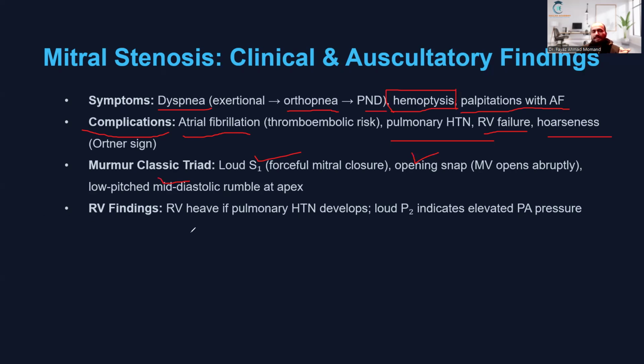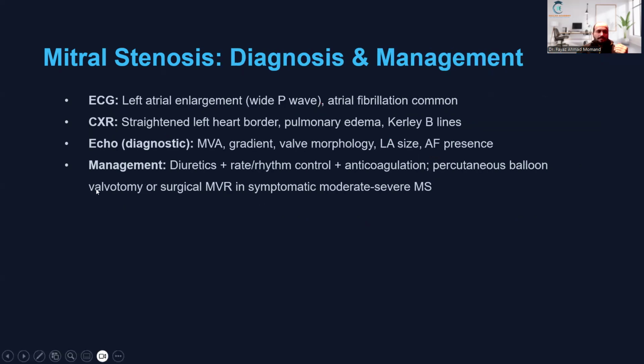Right ventricular findings may be present with mitral stenosis, especially if severe. If pulmonary hypertension develops, you may see a right ventricular heave. P2 becomes loud. This indicates that there is increased pressure in the pulmonary arteries. ECG for mitral valve stenosis will give us an indication of left atrial enlargement, which is shown by a wide P wave, and you may find atrial fibrillation as it is common with mitral stenosis.